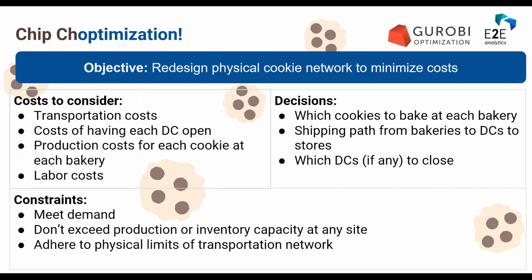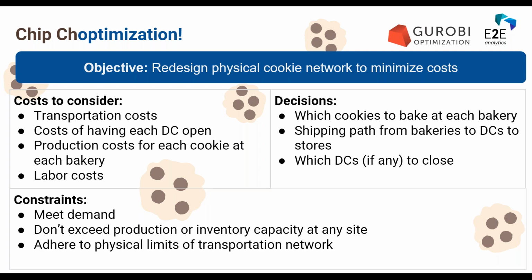All right, so of course, this is an optimization problem, and as usual, we have an objective, and our objective is to redesign this physical cookie network in order to minimize costs. So what type of costs do we have? There are a lot of different costs you can have in a network design problem. For us, we're going to consider 4 different costs. The first one is transportation costs.